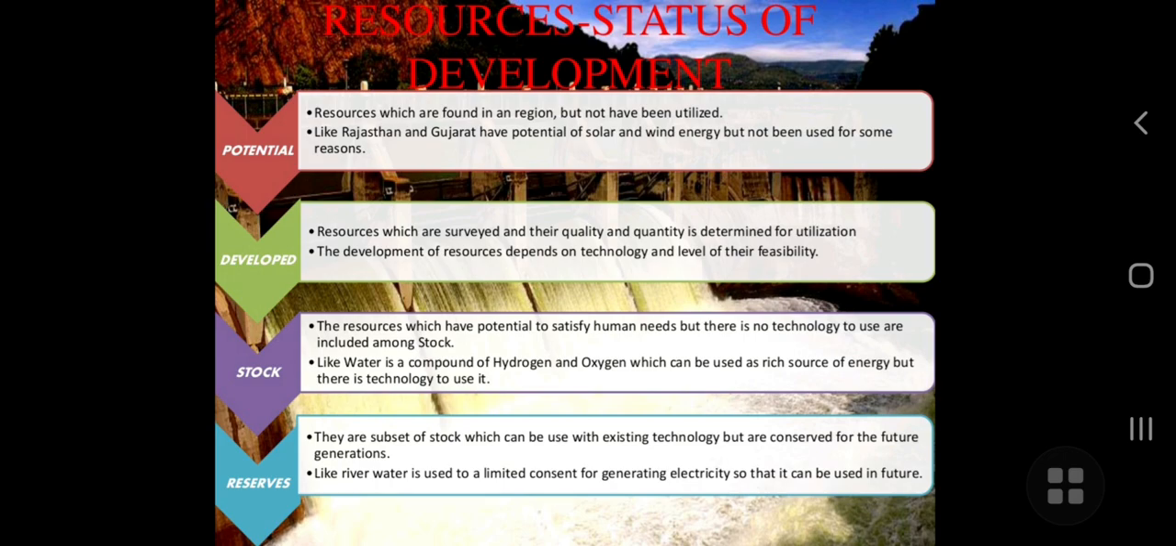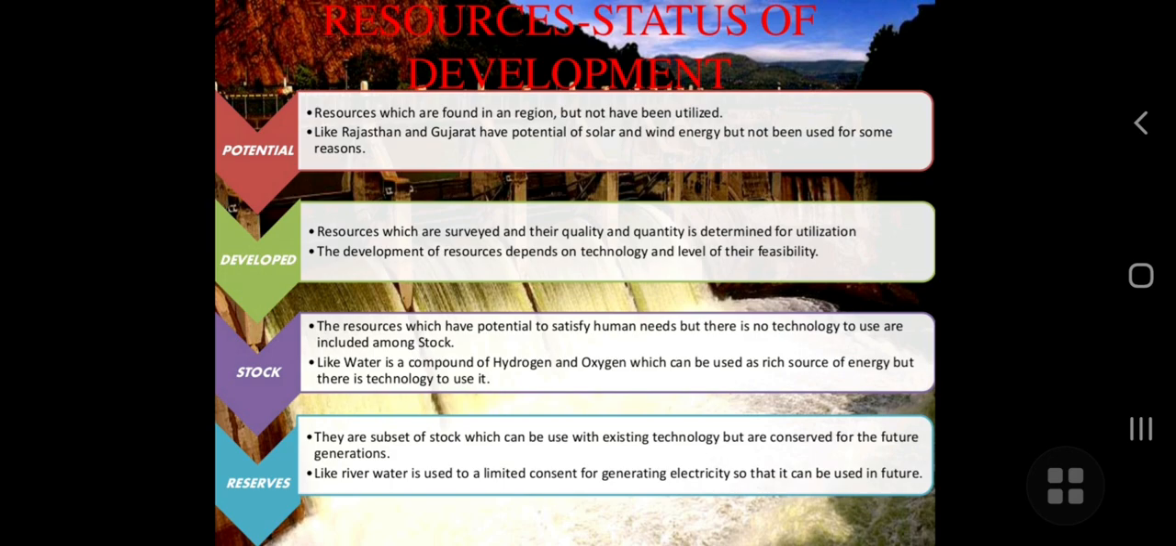As regards the developed resources, these are resources which have been surveyed and their quality and quantity have been determined for utilization. The development of resources depends on technology and level of their feasibility. For example, India has a cumulative total of 2,47,847 million tons of coal resources.